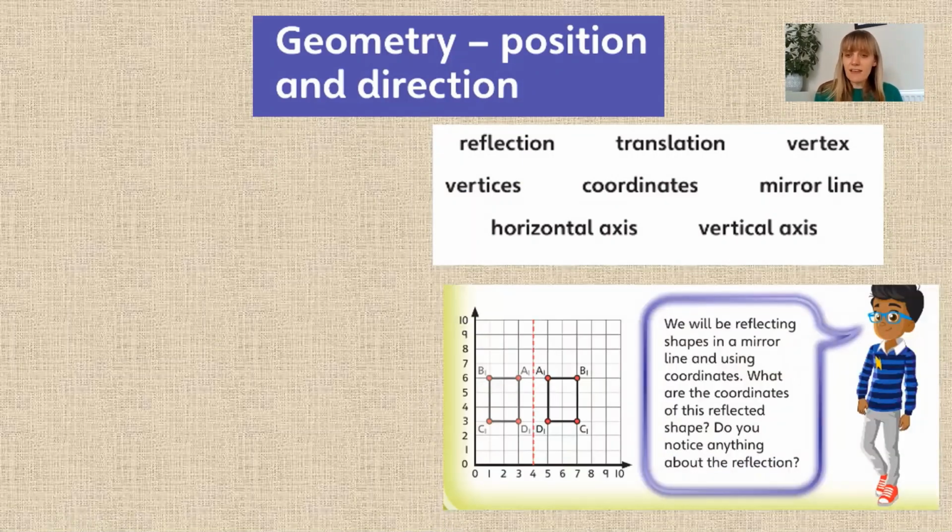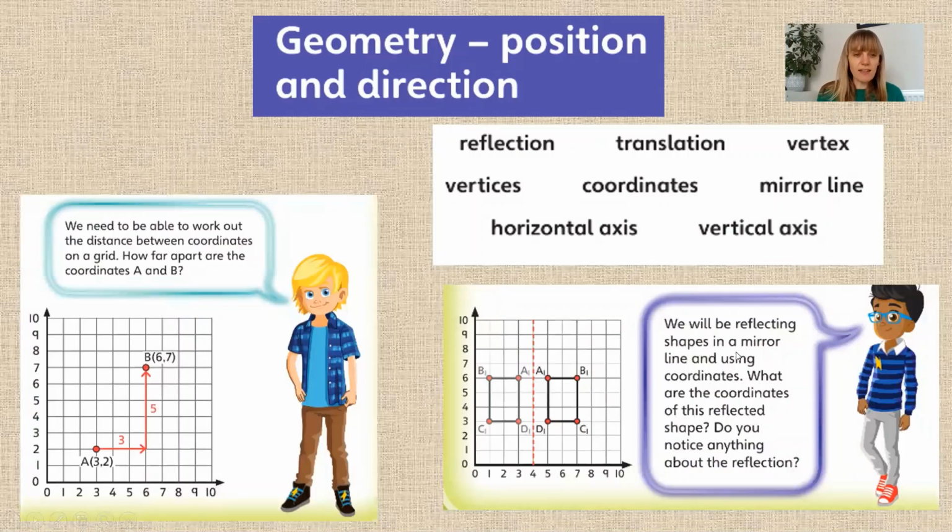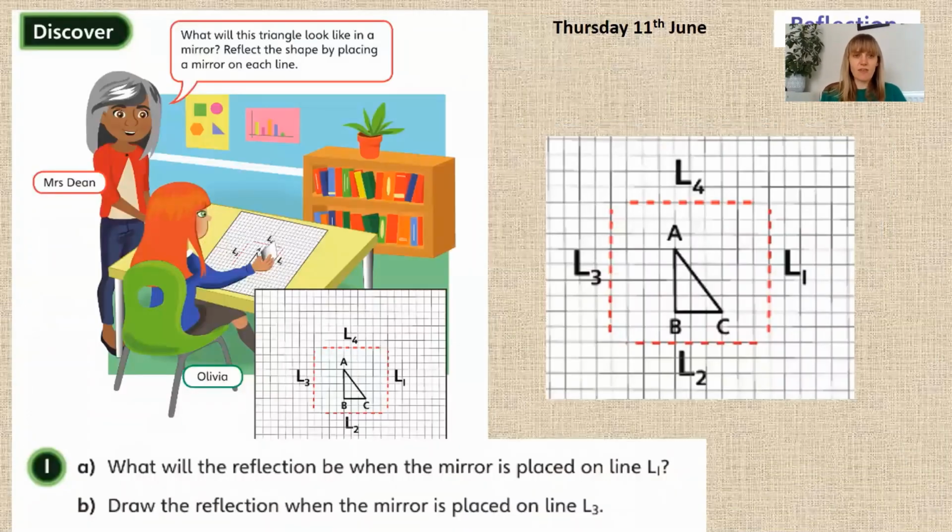So we're going to be doing things like this, reflecting shapes in a mirror line and using coordinates. And then we're going to be looking at distances between the coordinates so we can work out how they reflect in different places. Okay, so here's our discover for today.